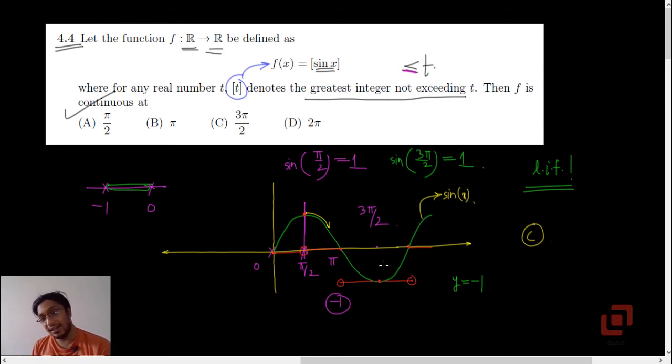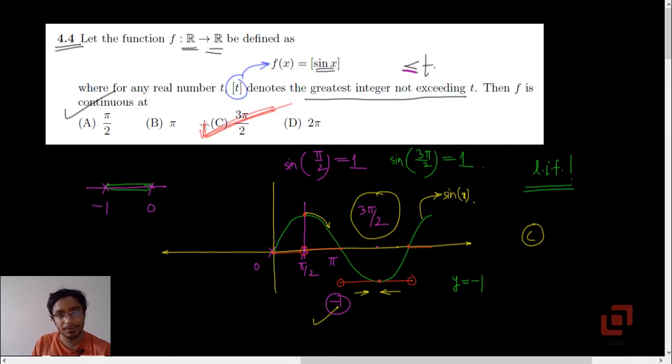Again -1. Yes, so it is the point 3 pi by 2, wherein the left hand limit is -1, so is the right hand limit, and so is the value of the function. So these are the three necessary and sufficient conditions for the function to be continuous. Yes, so out of these four, 3 pi by 2 is the correct option.